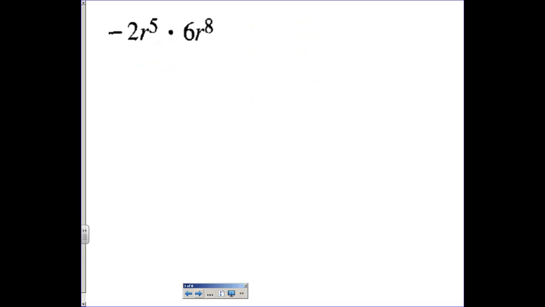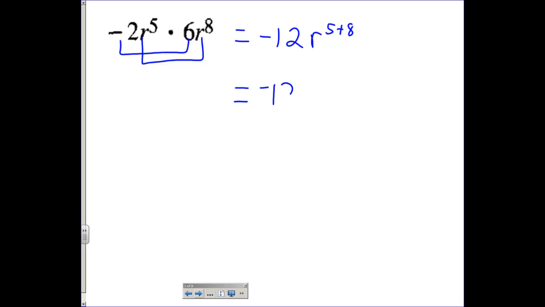This example is pretty much the same. We're going to take a negative 2 and multiply it by the 6 first, and that's going to give us a negative 12. When we go to multiply the r's together, we have a single base r and a 5 plus 8 exponent, and we're going to simplify that to be 12r to the 13th power. Negative 12r to the 13th power, and that's the final solution.